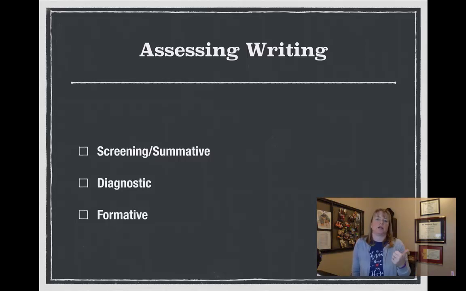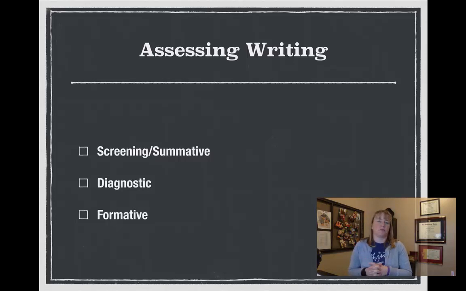The first is diagnostic, so really identifying where the writing barriers are, where the deficit is, and giving us some good information on how to target that. The second is for screening or summative. Screening can also be for identifying if the student is on grade level or where those gaps are. Summative as well gives us really good information on placement, on where the student is on grade level, and some information on if our instructional strategies and our interventions are working.